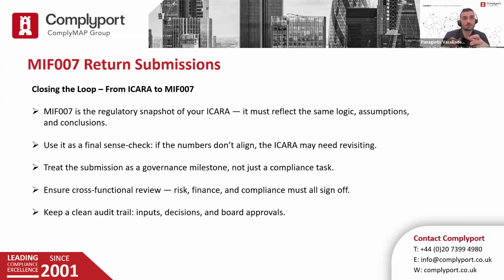The FCA offers in the MIF 007 return a box where you can analyze the potential risks you are exposed to, so take advantage of this space to communicate to the regulator the details you want them to know. Make it a governance milestone, not just a compliance task. You need to involve risk, finance, and compliance in the review. This will help ensure that all key personnel within your business are aware of the ICARA assumptions and outcome. And of course, the submission of the MIF 007 is your chance to demonstrate control, coherence, and credibility.